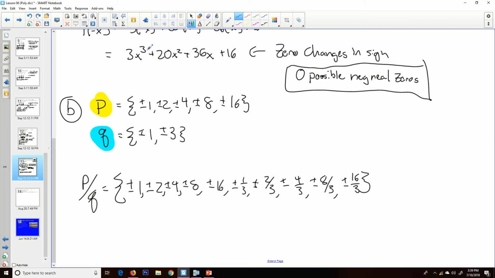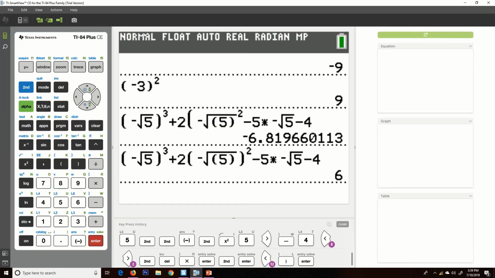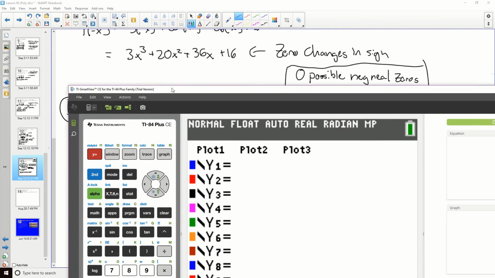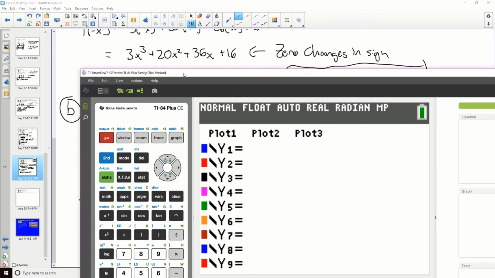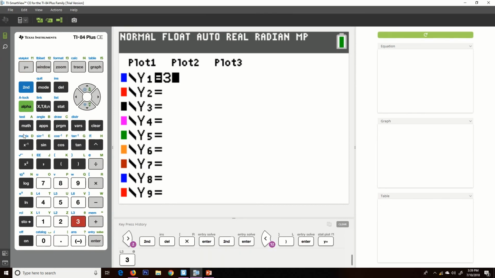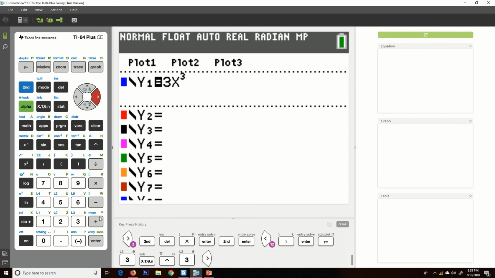Since it's a third degree polynomial, we could only have 3 zeros. So here's what we're going to do. We're going to use the graphing calculator. We're going to go to the y equals. We're going to clear out what we had there. We're going to type in this polynomial again. So 3x to the third plus 20x squared.